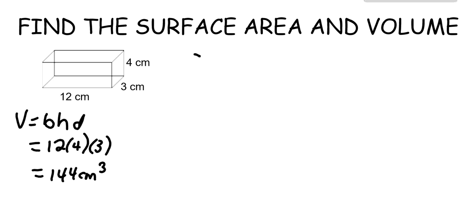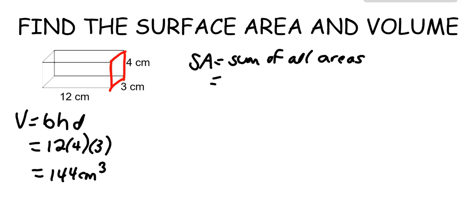And so for surface area, you're going to find that the formula for a rectangular prism is simply to find the area of all the sides and add them together. So it's just the sum of all areas. So that means we need to break this shape down into all of the different kinds of shapes we see. So for example, there is a rectangle right here, and there are 2 of those rectangles. So we can do 4 times 3 times 2.